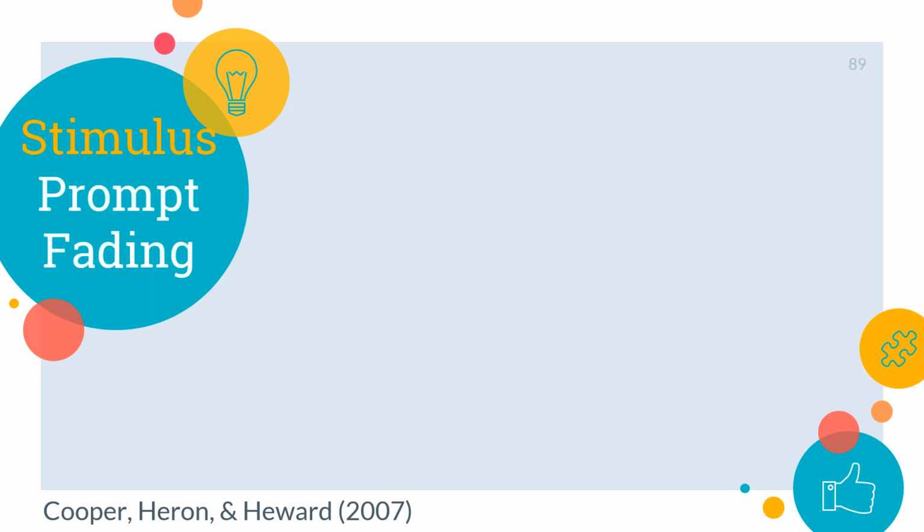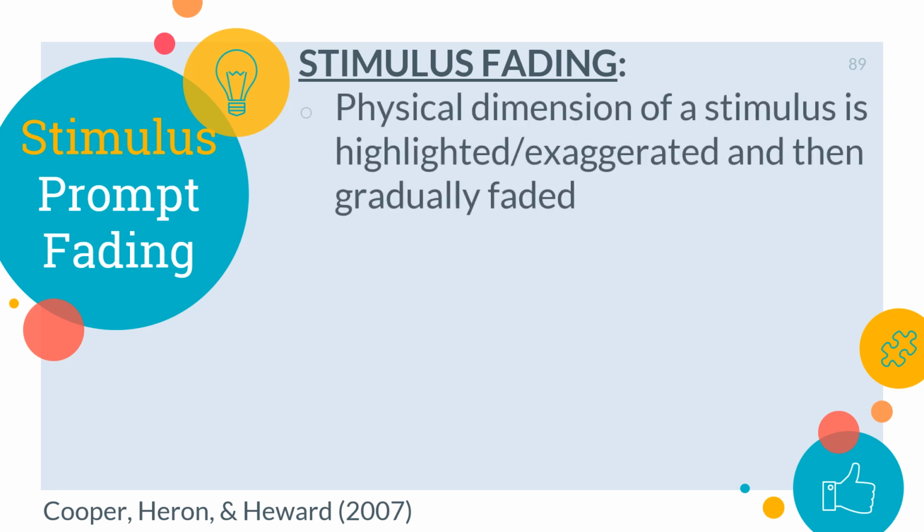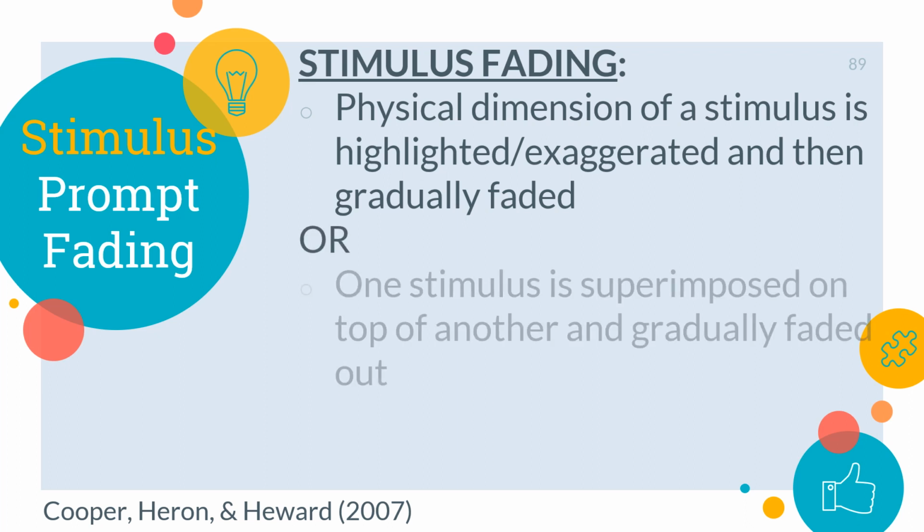Now we are going to discuss stimulus prompt fading. One example of stimulus prompt fading is stimulus fading. Within stimulus fading, the physical dimension of a stimulus is highlighted or exaggerated and then gradually faded. Or one stimulus is superimposed on top of another and then gradually faded out. Stimulus fading is a most to least prompting system, an errorless teaching method.